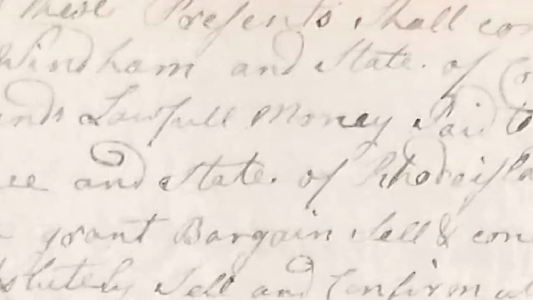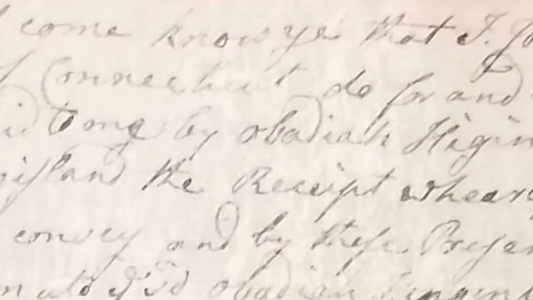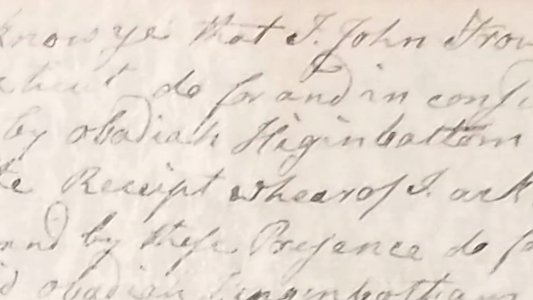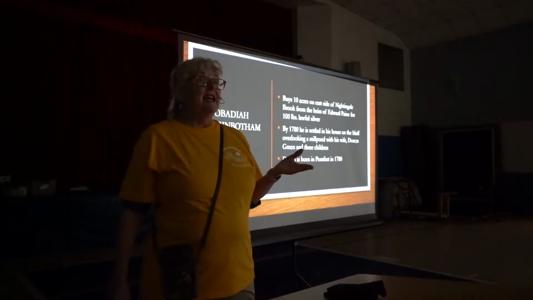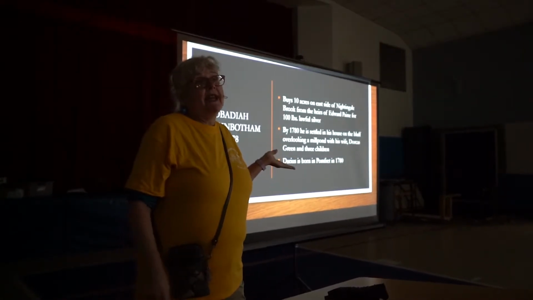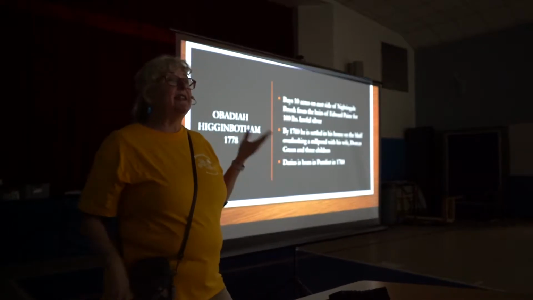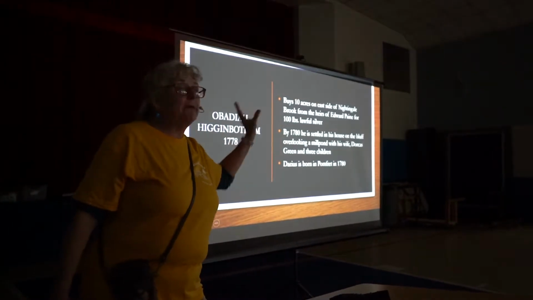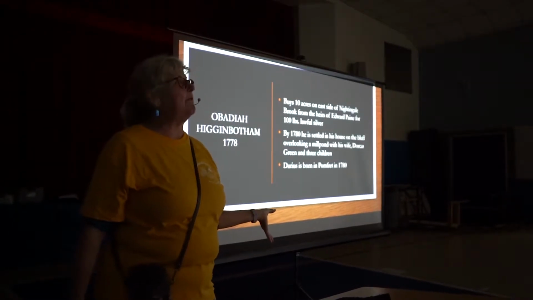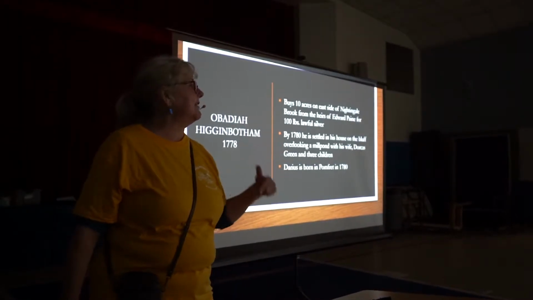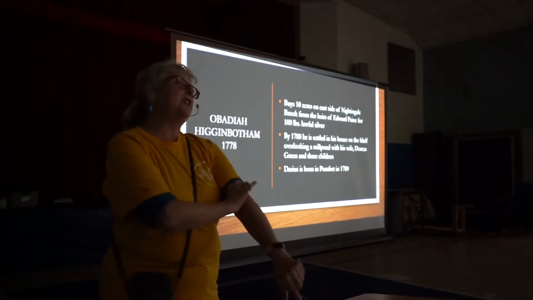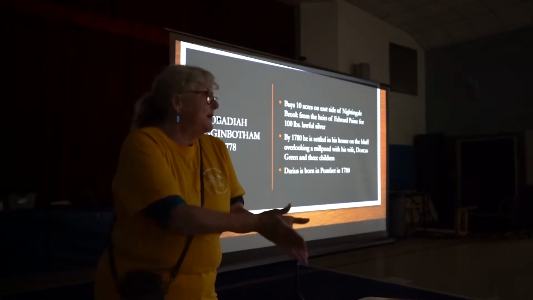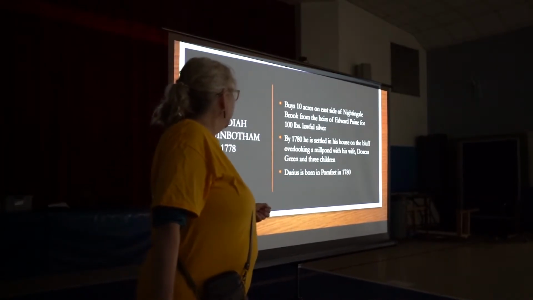So Obadiah buys one of his 10-acre lots for 100 pounds of lawful silver. By 1780, he has settled. So in 1778, he buys the land, it's in the land records, and then we know he could have been here before 1780, but 1780 is when his son Darius is born in Pomfret. So that's a marker that at least we know he was living there by then.